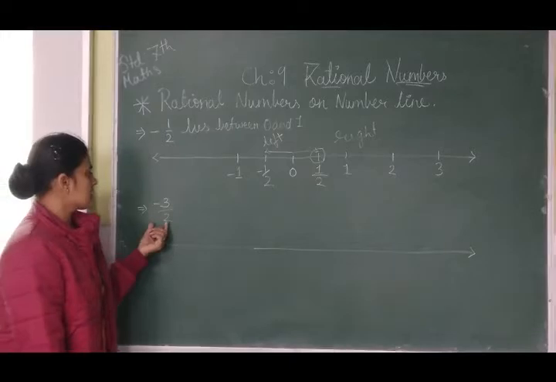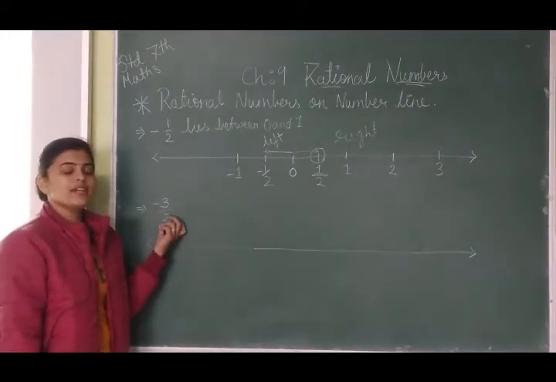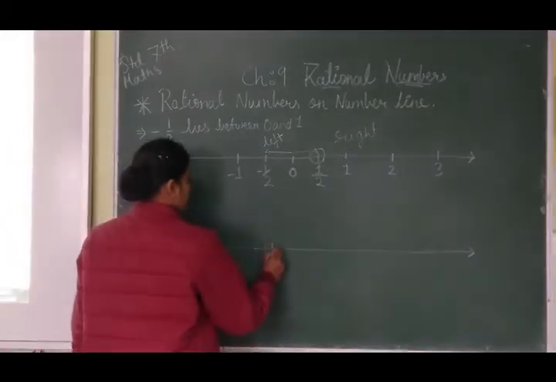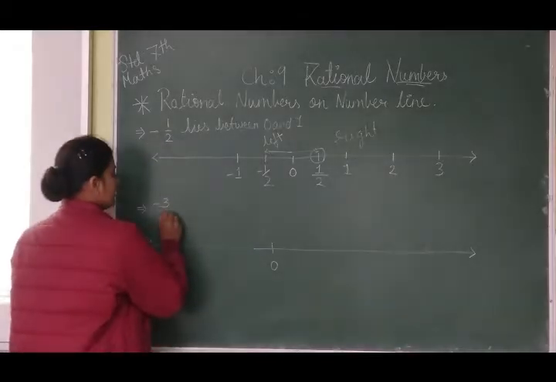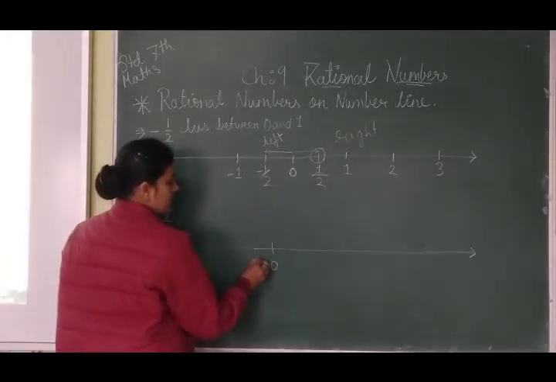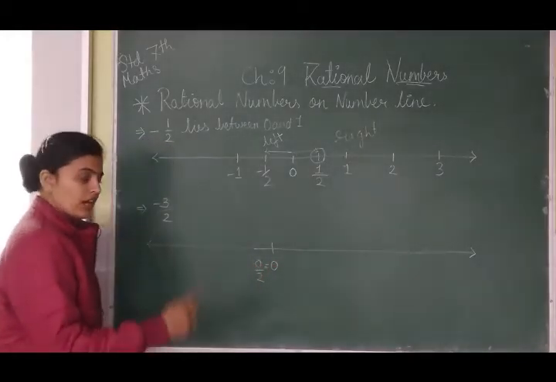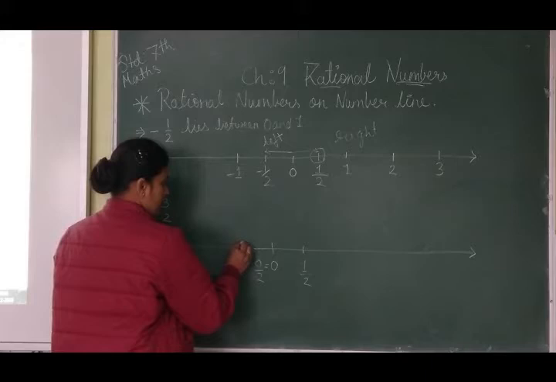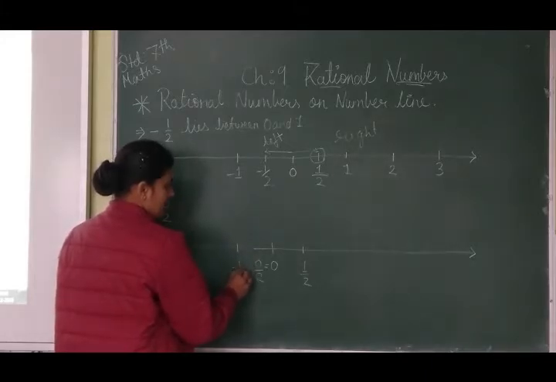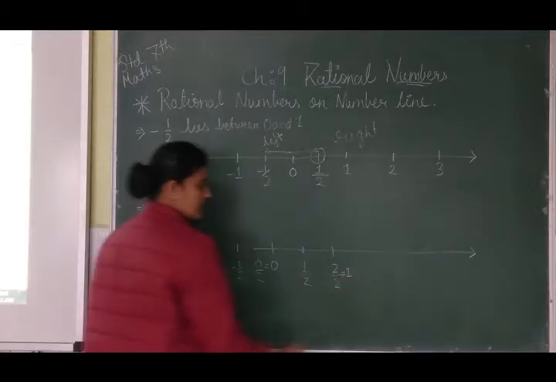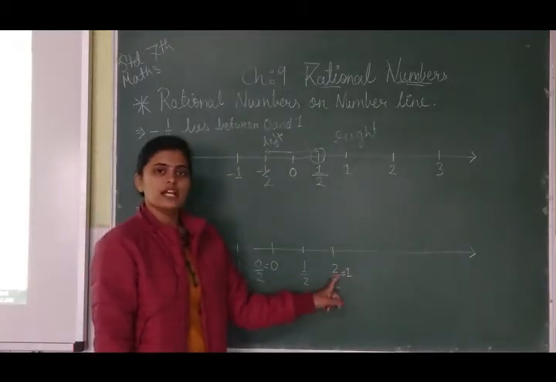Okay. Now see the another example, minus 3 by 2. Minus 3 by 2 will lie between which numbers that we have to find out first. So first write down 0. Now we need denominator 2. So here it can be written as 0 by 2. After that 1 by 2. Here at same distance minus 1 by 2. After that same distance 2 by 2, which will be equal to 1. Yes or no? 2 by 2 cancel out. 2 ones are 2 and 2 ones are 2.